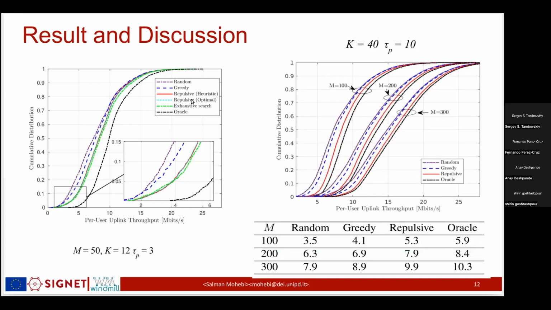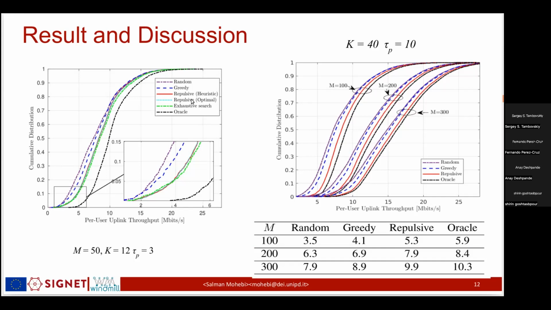Here in this plot on the right, we compare different numbers of access points: M equal to 100, 200, and 300. It's obvious that increasing the number of access points will increase the rate. This is, by the way, the cumulative distribution function for the users. Again, our approach works better than the random and greedy ones. This table shows, I'm not sure if it is the average or the rate for the 95th percentile of the users, but it performs better. By increasing the number of access points, the gap between our approach and the Oracle one decreases.